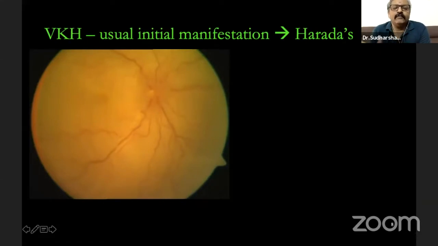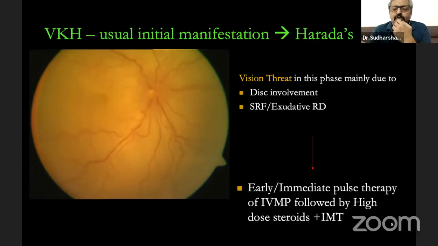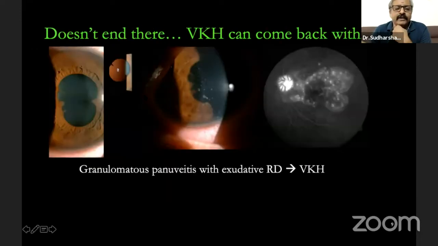Usually VKH initially presents as Harada's. A vision threat in this phase of VKH is mainly due to the disc involvement, the subretinal fluid and the exudative retinal detachment. So the important thing in pan-uveitis is how to prioritize your treatment based on which is going to be involved first and how it's going to affect your vision. In this case, you start immediately planning pulse therapy of high-dose methylprednisolone, followed by high-dose steroids and later on immunomodulator therapy, because the vision loss at this stage is because of the disc involvement and exudative retinal detachment.